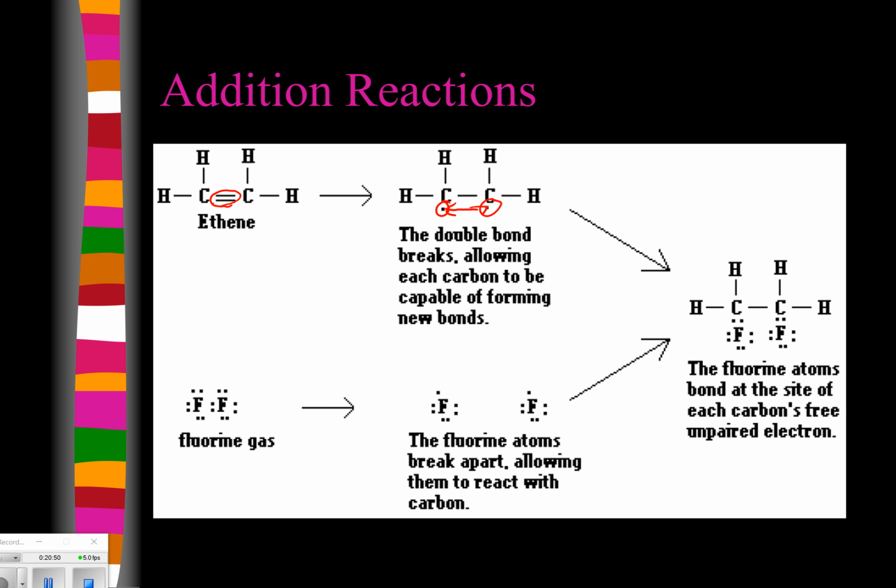Now, in order to add fluorine gas, remember we have to first break the bonds between those fluorines so we can end up with 2 unpaired electrons on fluorine. And this is not the easiest thing to do, but since they're unpaired, it'll allow them to now react with the hydrocarbon and add onto that chain. And what we'd end up with here will be 1,2-difluoroethane.